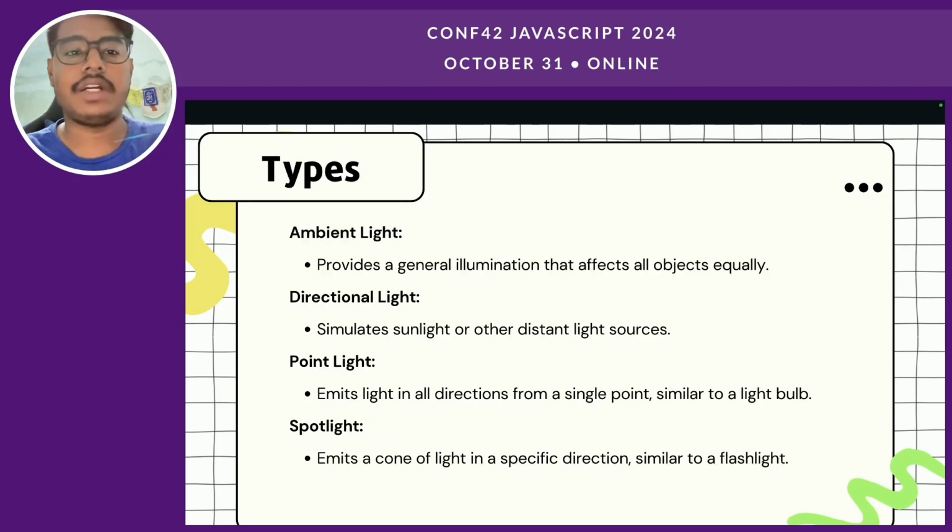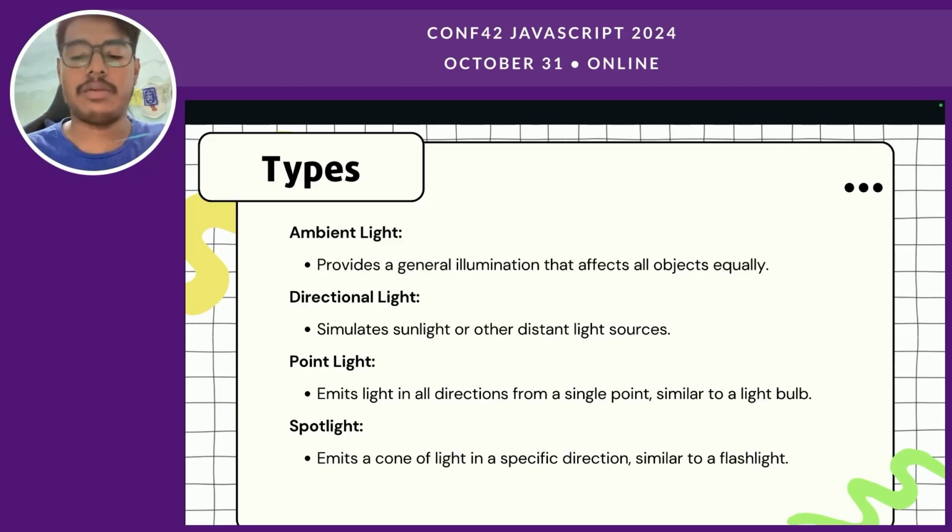So let's talk about different types of light. Firstly, we have ambient light, which is a general illumination that affects all objects equally. Then we have directional light, which is like sunlight or distant light. As the name suggests, it is somewhere like the sun, directing its light to our object. Then we have point light, which is similar to directional light but a bit different: it emits light in all directions from a single point. And then we have a spotlight.